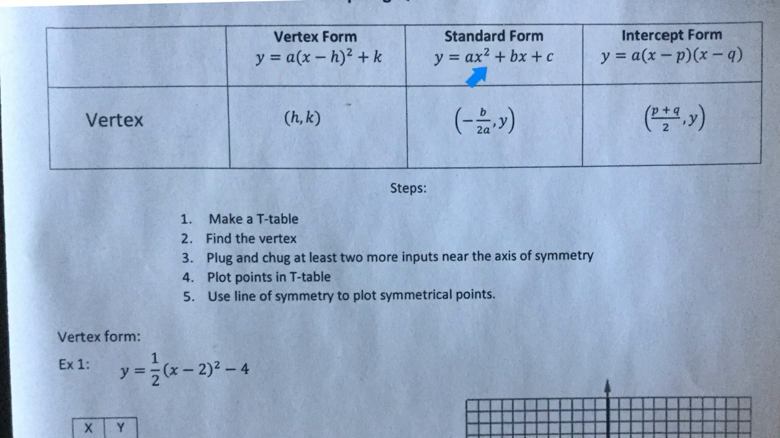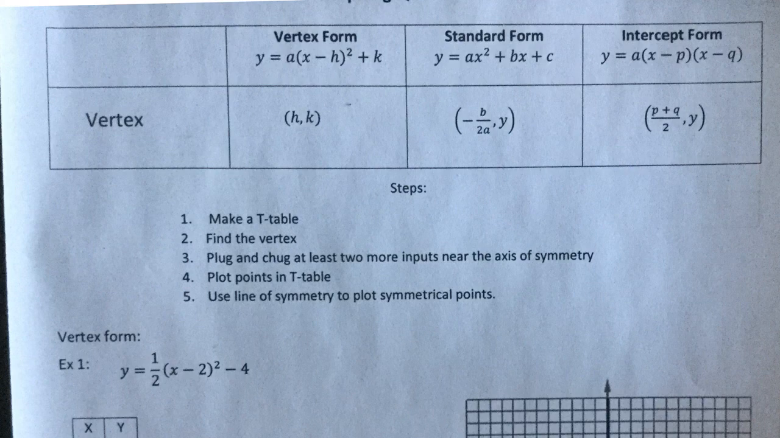Then we have standard form, which is what we get when we multiply out the vertex form. We have ax^2 + bx + c. And our vertex we find by calculating negative b divided by 2 times the value of a, and then we plug that number in to find the y. And then the last one is intercept form. Intercept form is when it's factored, and that's another name for it, factored form. y = a(x - p)(x - q), where p and q are x-intercepts, where they cross the x-axis.